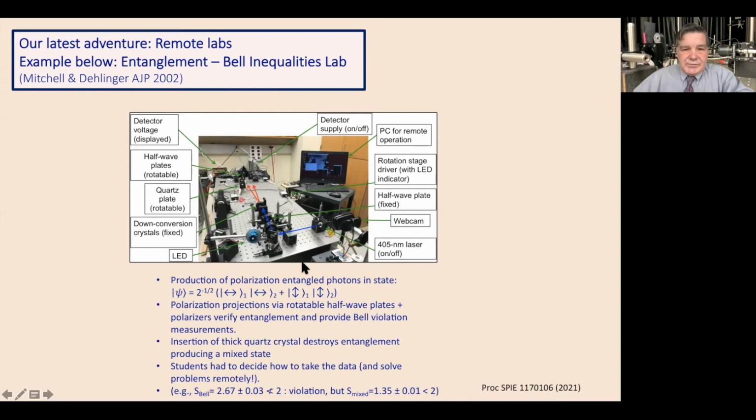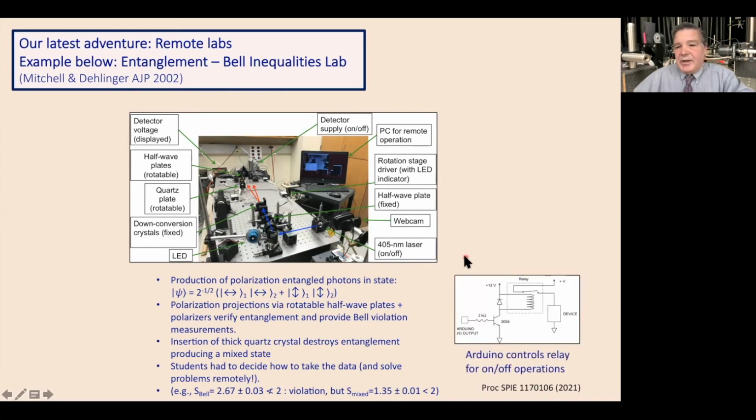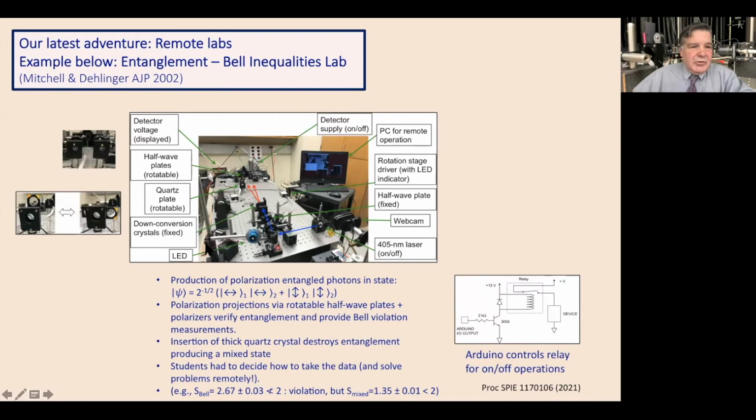And then this one was for studying, for doing entanglement. And then we have some little circuits to turn things on, very low key if you want to do it yourself. We have motorized rotation stages because we need to rotate the polarization of the light.